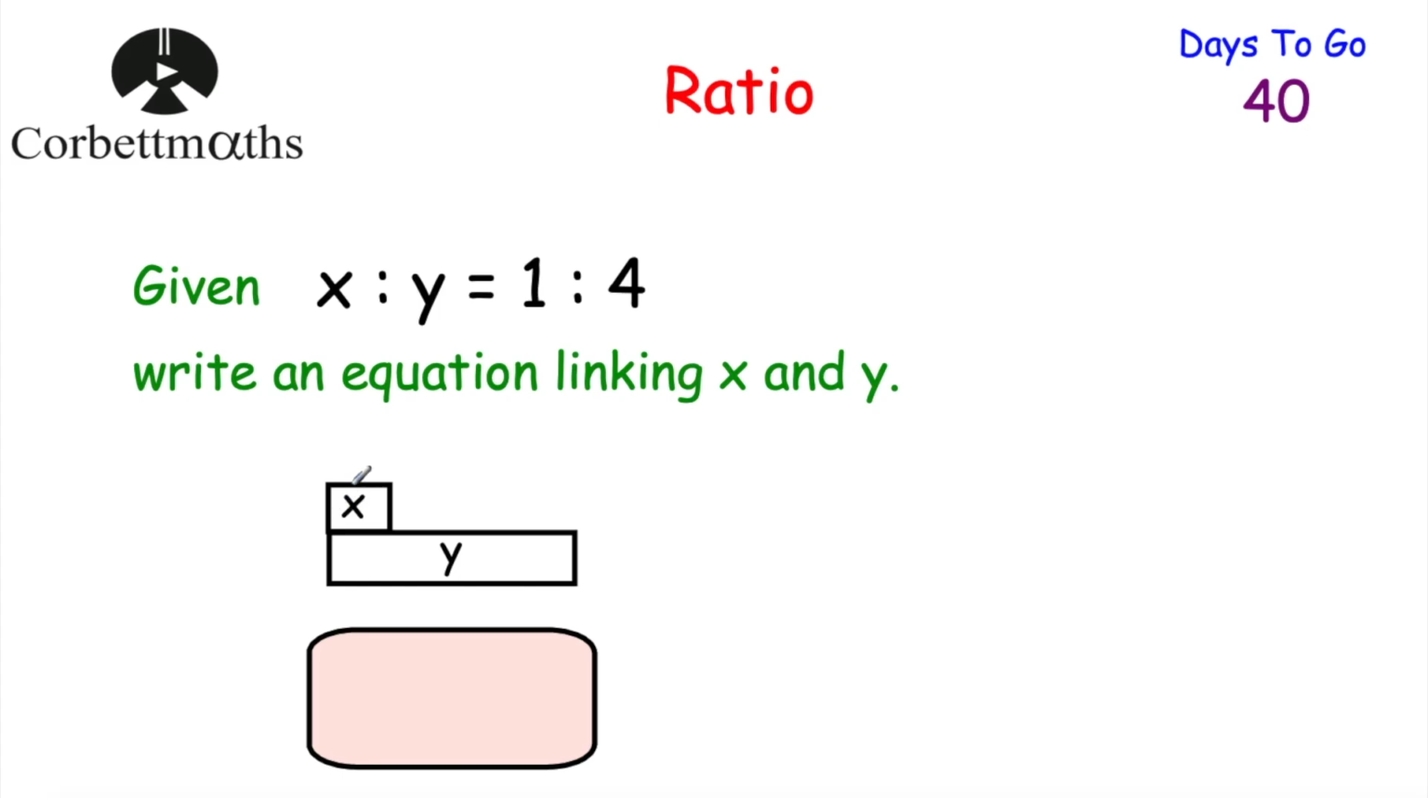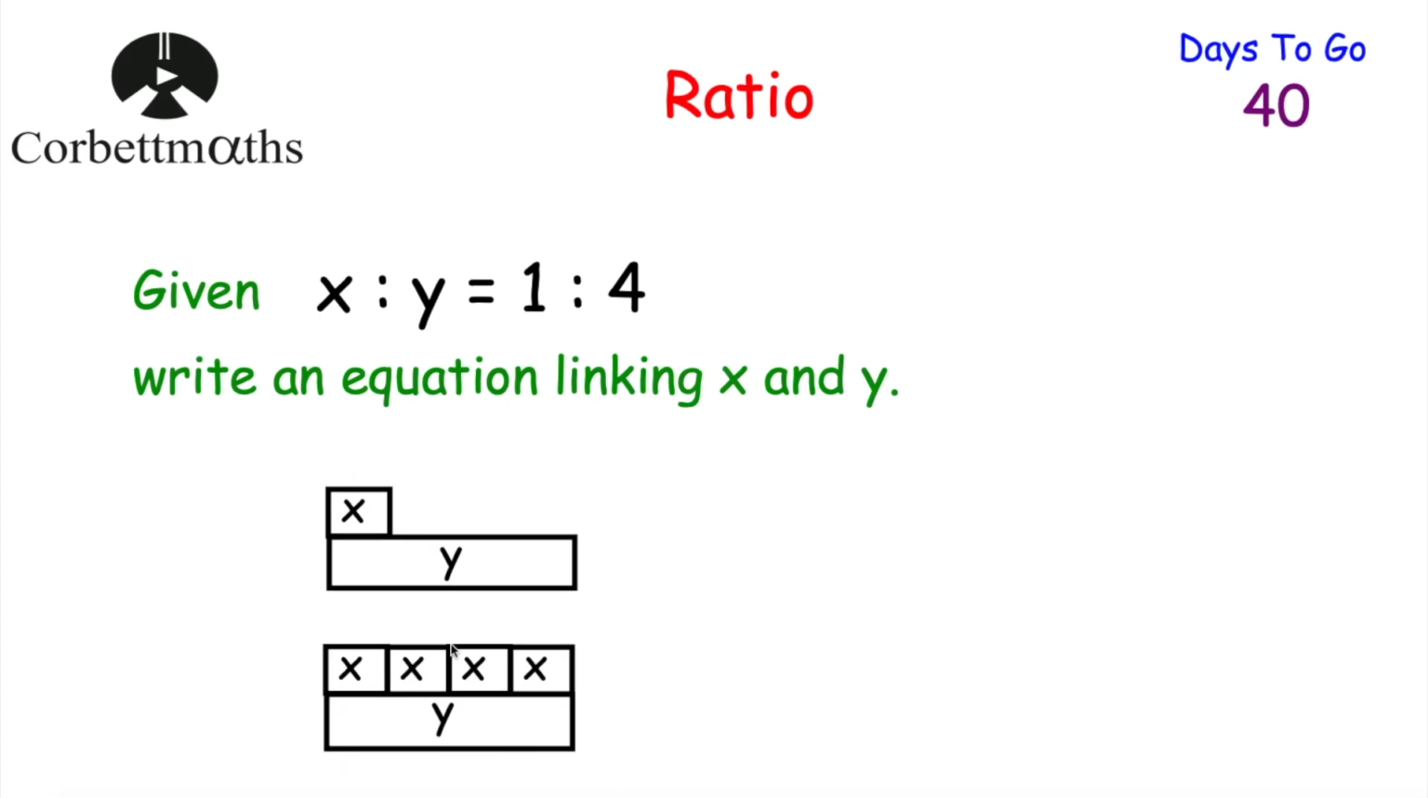Now that means that if we multiply x by 4, then we get something that looks like this. If we had 4 x's, that would be the same as y, because if something's 4 times larger than something else, if you multiply the smaller thing by 4, you get the larger thing, so then they'll be equal to each other. So then that would be our equation, that y would be equal to 4x. So that's our equation linking x and y, that y is equal to 4x.